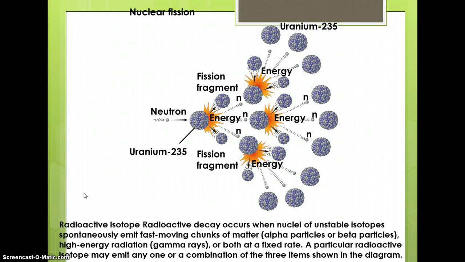Here's a diagram showing the nuclear fission. We have uranium-235. It's hit with a neutron, splitting the atom, releasing energy. It also releases more neutrons that go to hit more nuclei of uranium-235, and those split, releasing even more neutrons. So more and more energy is released with each step of the chain reaction.